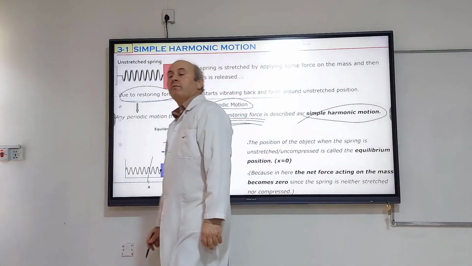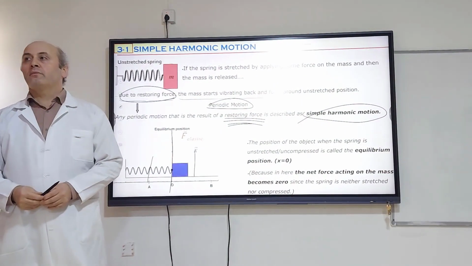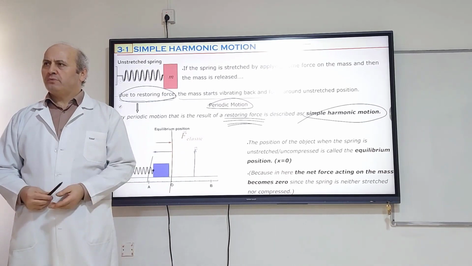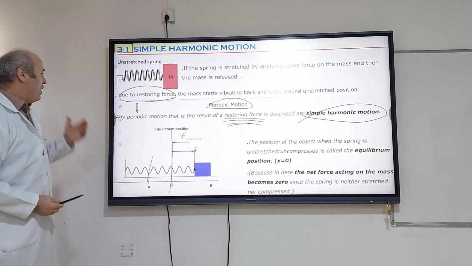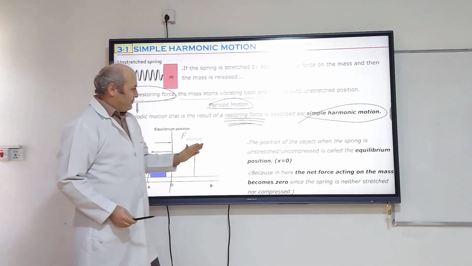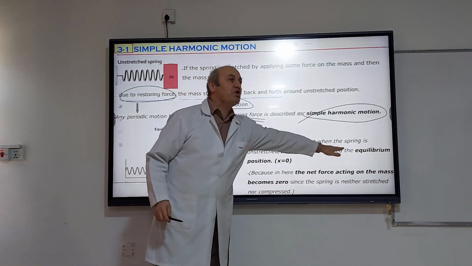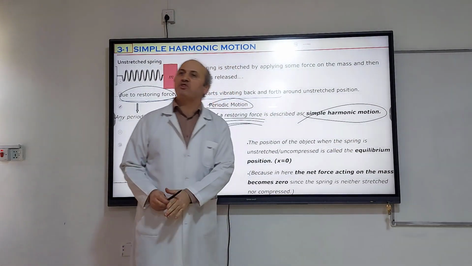Centripetal force, but circular motion, period. It's periodic motion. Yes, we know about it. Okay, one more thing. The position of the object when the spring is unstretched or uncompressed is called equilibrium position.